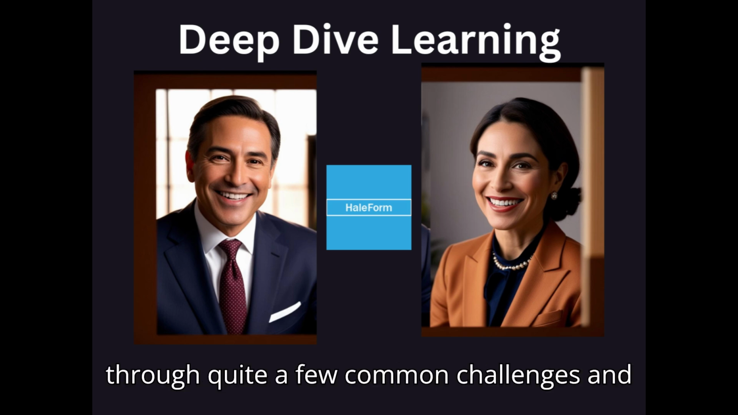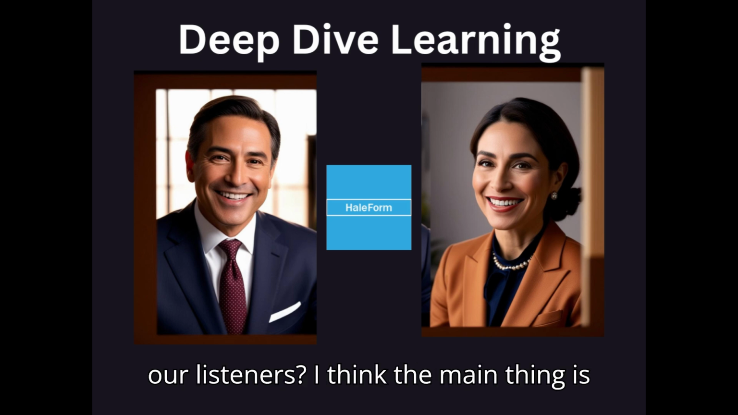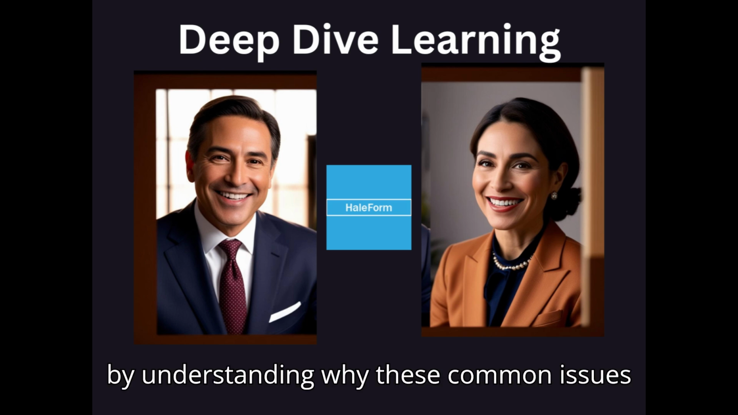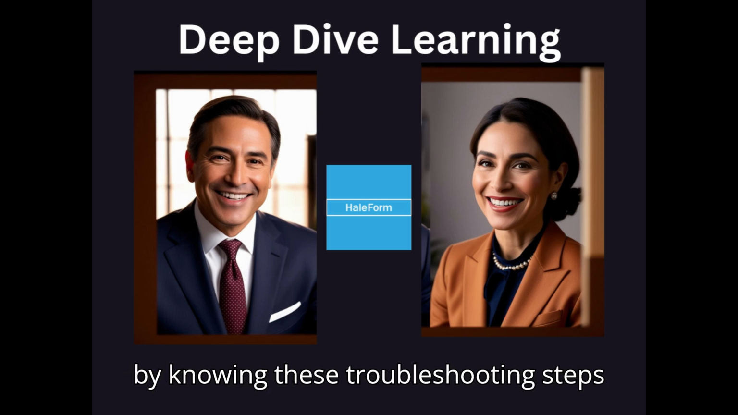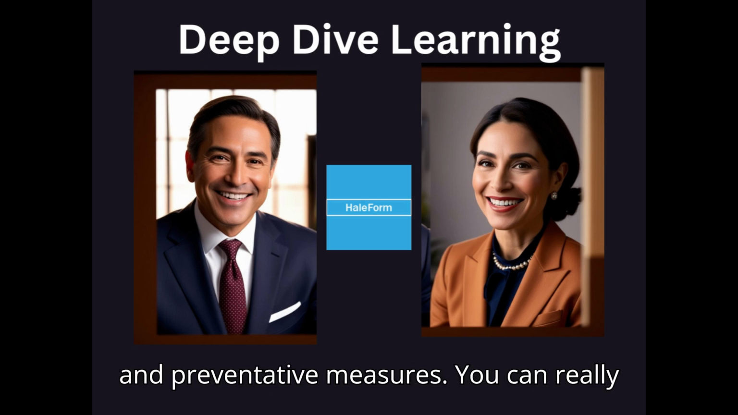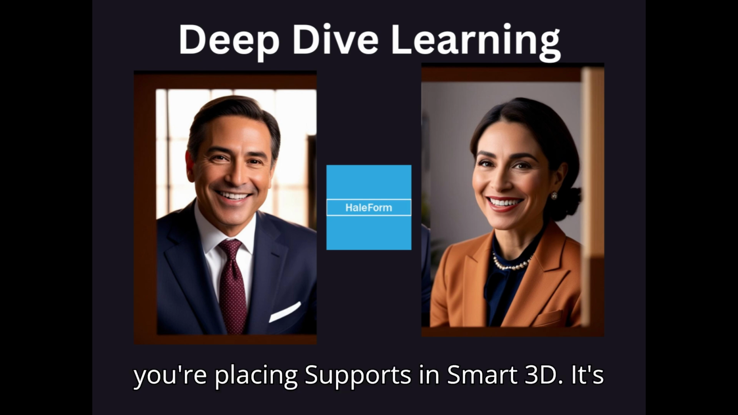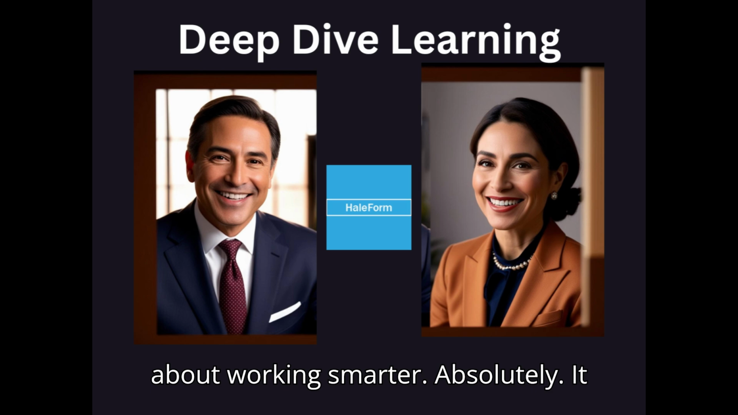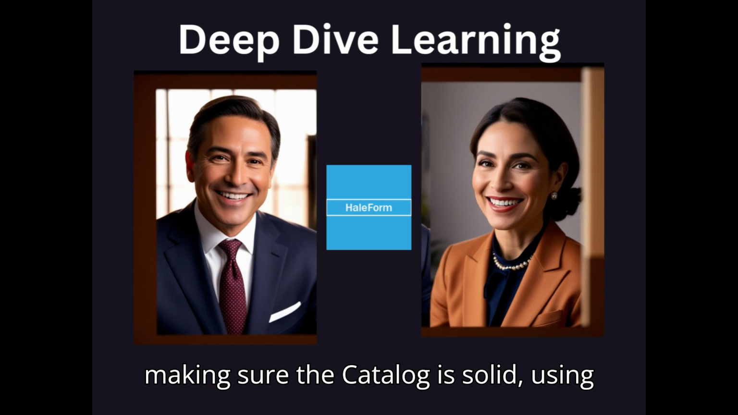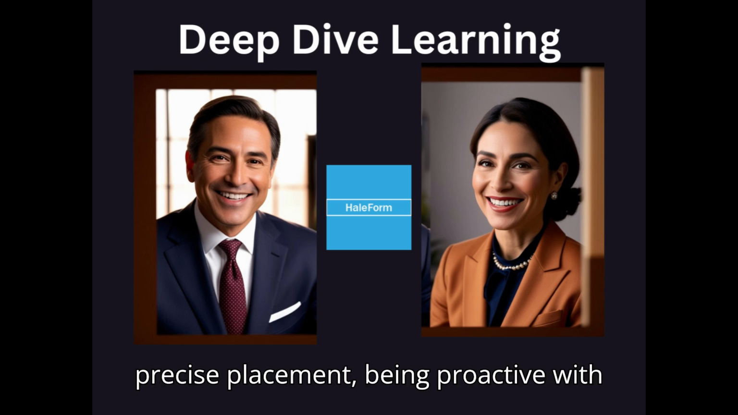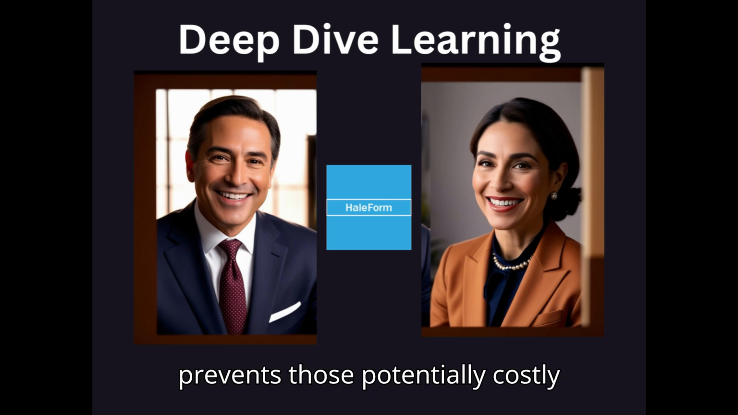Got it. So let's wrap this up. We've gone through quite a few common challenges and solutions. What's the big takeaway for our listeners? I think the main thing is, by understanding why these common issues happen, the rules, the catalog, the geometry, the placement techniques, and by knowing these troubleshooting steps and preventative measures, you can really improve your efficiency and accuracy when you're placing supports in Smart 3D. It's about working smarter. Absolutely. It sounds like paying real attention to those details, the rule configurations, making sure the catalog is solid, using precise placement, being proactive with checks. It genuinely saves time and prevents those potentially costly mistakes later on.